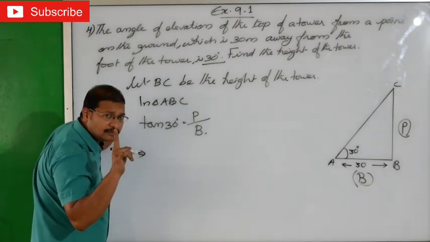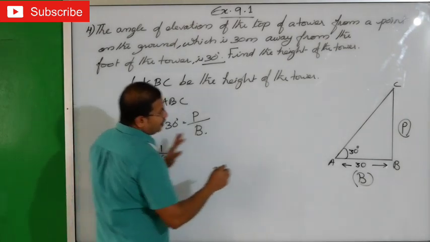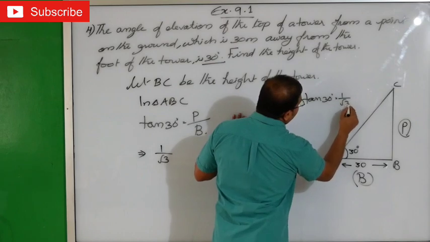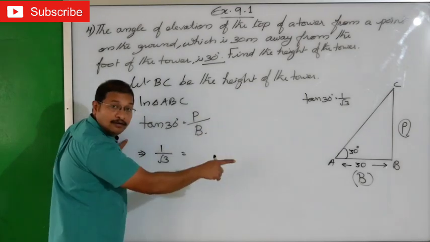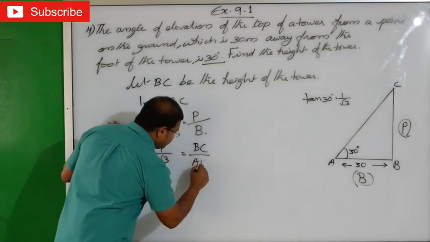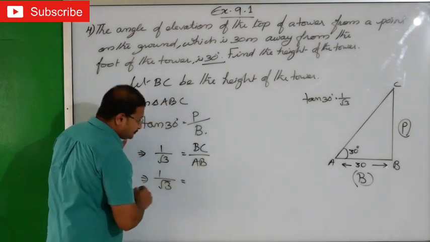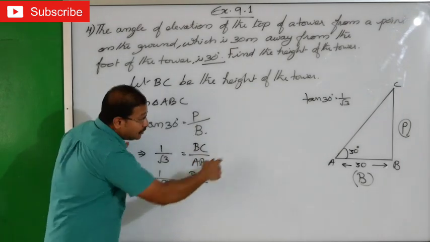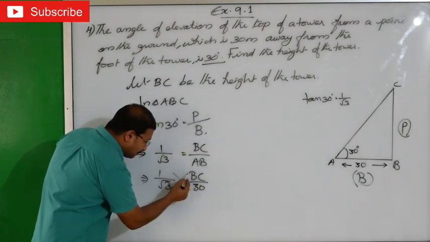Tan 30 degree equals 1 by root 3. Is it okay? Now equals perpendicular BC by base AB. Implies 1 by root 3 equals BC, we don't know the value, we are going to find out, BC by, in place of AB, what can you write? 30. Ready? Let's cross multiply.